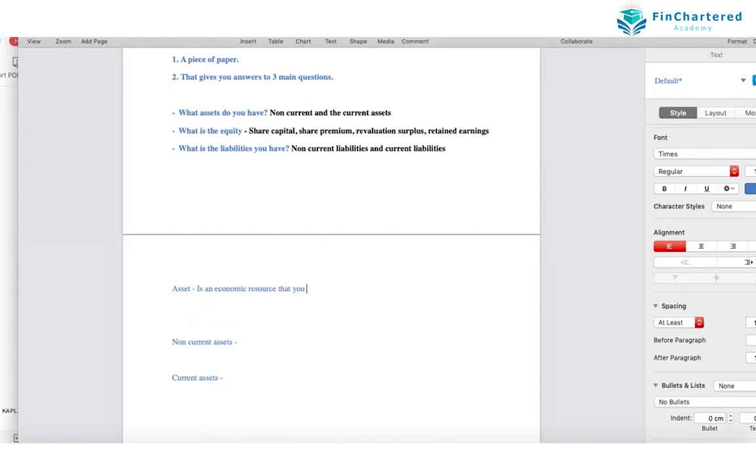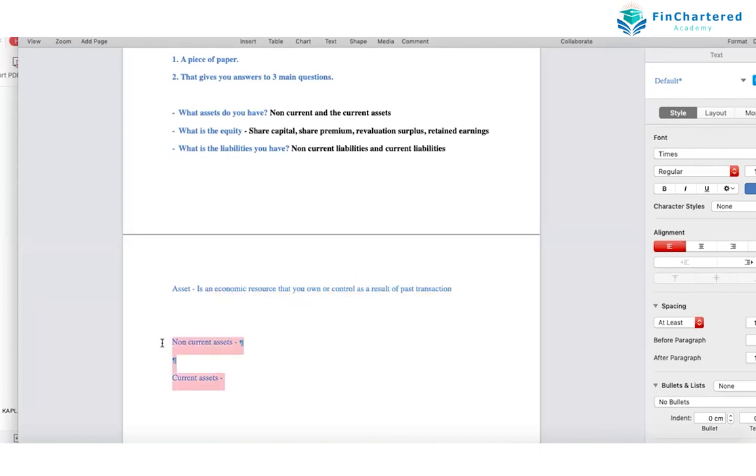That you own or control as a result of past transactions. An asset is something that makes you happy, right? For example, cash. Cash is a resource. You can use it for your benefit. So cash is an asset. So anything which is an economic resource that you own or control is an asset.